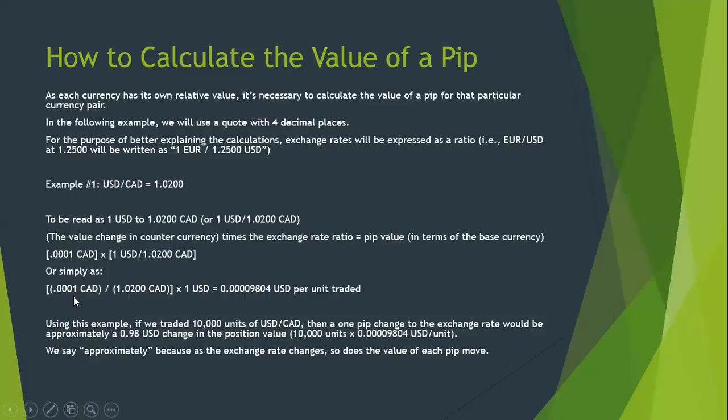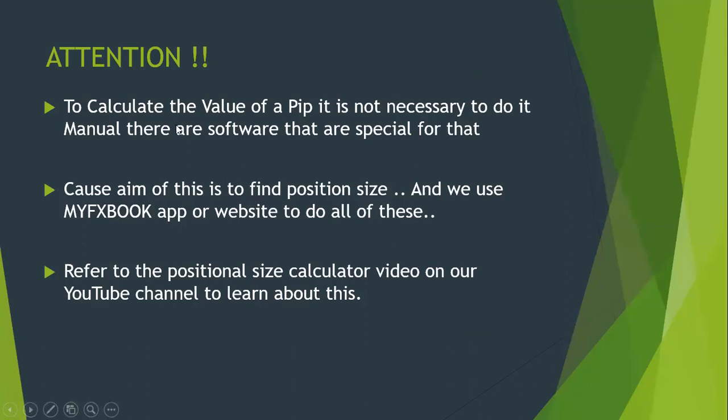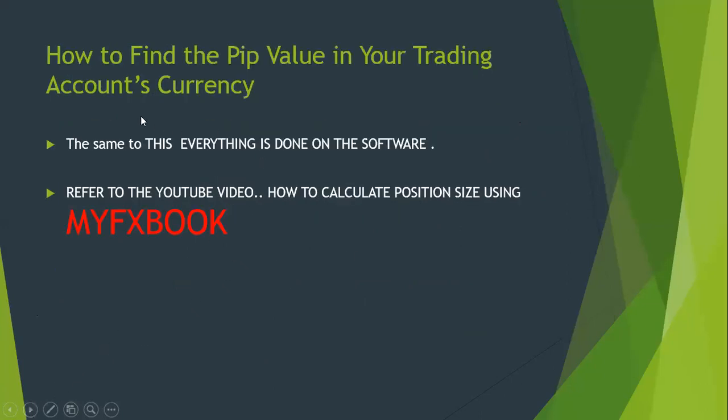So all this, to calculate all this is just a blah blah. You don't need to do it manually. We have a tool to calculate it. So to calculate the value of a pip, it's not necessary to do it manually. There is software special for that, because the aim is to find the position size, and we use my FX Book app to calculate the number of pips, refer to the position size. All this is explained in the video concerning how to use TradingView, how to set up your TradingView. So how to find a pip value in your trading account currency, the same way you use my FX Book.